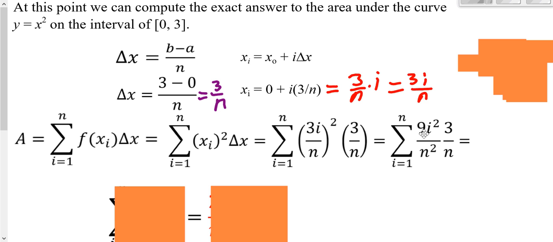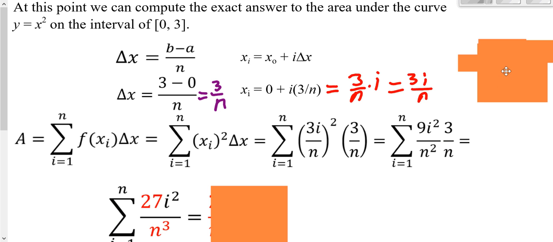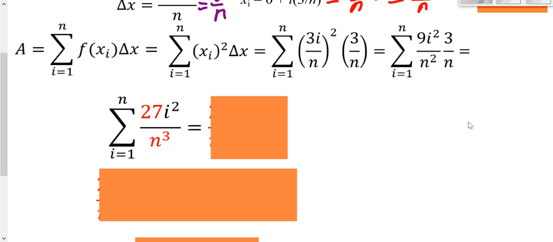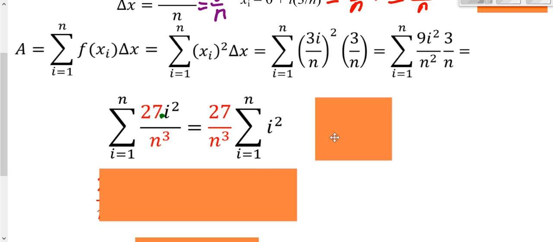Now we can just multiply the top, multiply the bottom, so we get 27i squared over n cubed. Now our variable that we're dealing with here is i. So we now have an i squared times something. Well, one of the rules says if you have your variable times something after your summation, you can pull that stuff out in front. So our 27 over n cubed we're going to pull in front, and then we just have the sum of i squared.